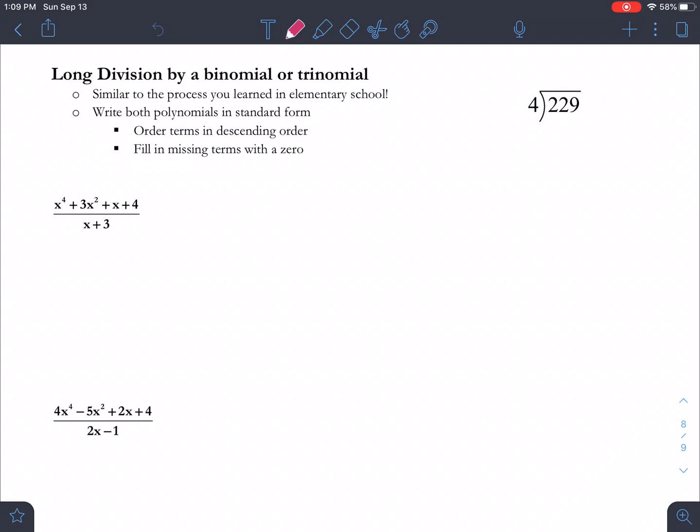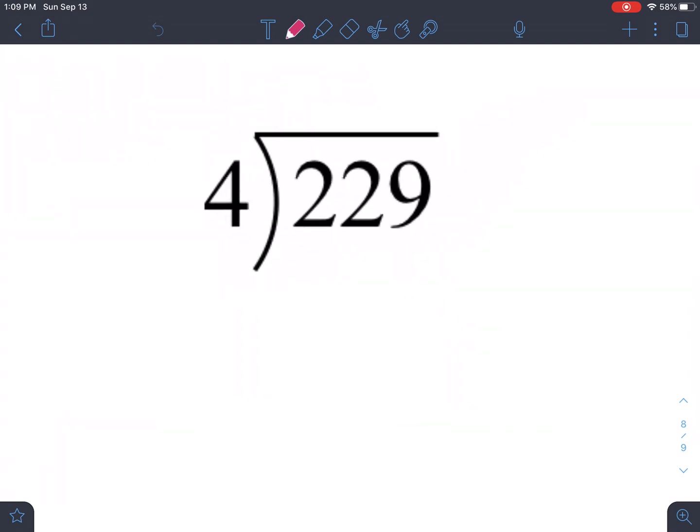Hey everyone, so today we're going to talk about long division by a binomial or trinomial, as well as complex fractions. So the first thing I want to start out with talking about long division is that it's pretty much similar to the process you learned way back when you did long division in elementary school. So let's try this one out.